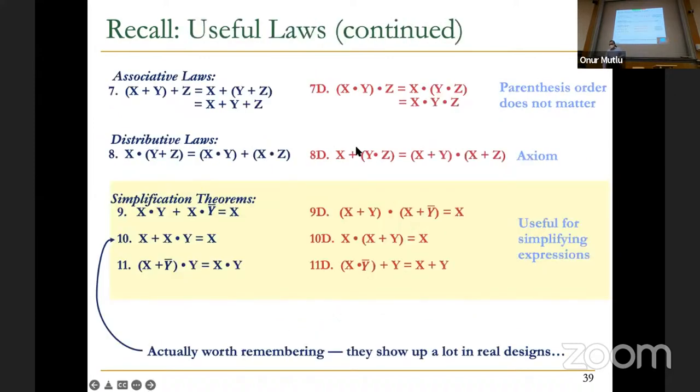And the useful laws, the simplification theorems, are actually very useful, but you use these other laws to get to these simplification theorems also. So to simplify functions, you need to really know Boolean algebra well, and you need to apply different laws and different simplification theorems at different times. So hopefully you remember some of these.